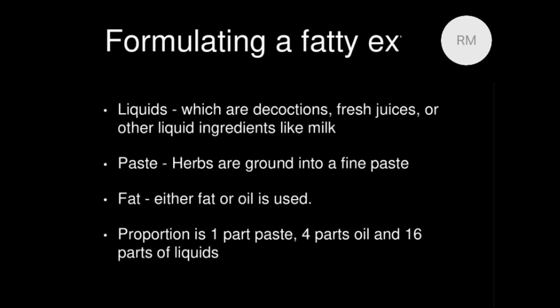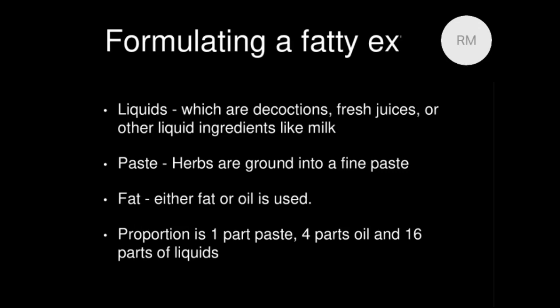To make a fatty extract, we need 3 major ingredients: the liquids, the paste, and then the fat. And we have to use them in a particular proportion. 1 part of the paste, 4 parts of oil, and 16 parts of liquids.